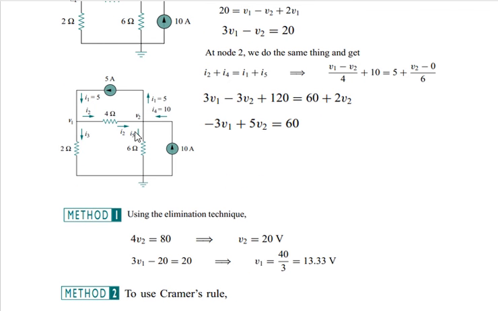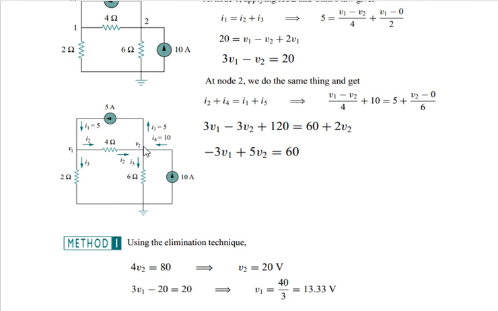Yung equation number 2 natin is dito siya makukuha sa node 2. Okay? So, yung node 2 naman natin, magpe-perform na naman tayo dyan ng KCL or Kirchhoff's current law. So, we have here I2. I2 natin is yung paganito siya. I2, then I4 is paganito. Then I1 is pataas. Then I5 is pababa.